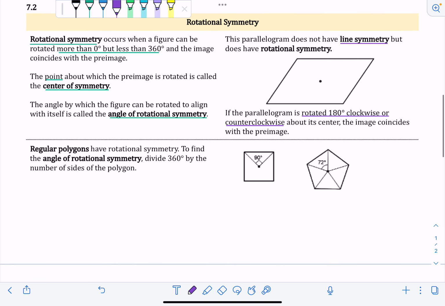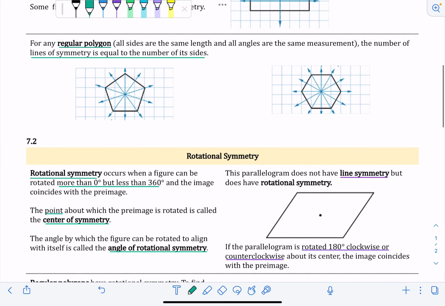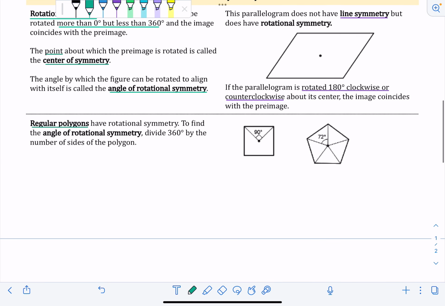And then the next section, so regular polygons again. Regular polygons have rotational symmetry as well as they had reflectional symmetry up here. So to find the angle of rotational symmetry for a regular polygon, you have to divide 360 degrees by the number of sides of the polygon. So we have a couple of examples here.